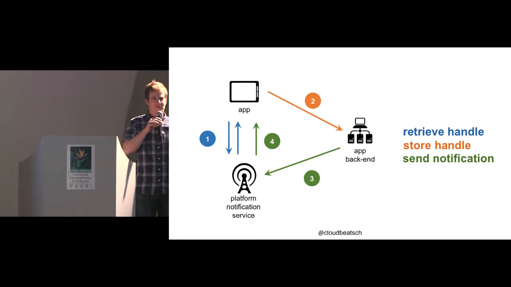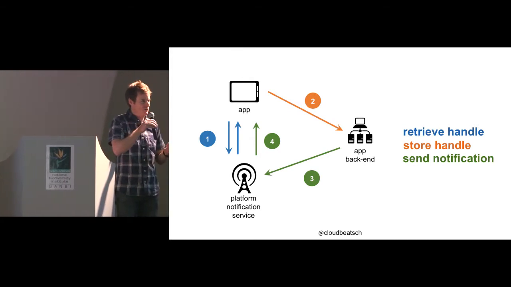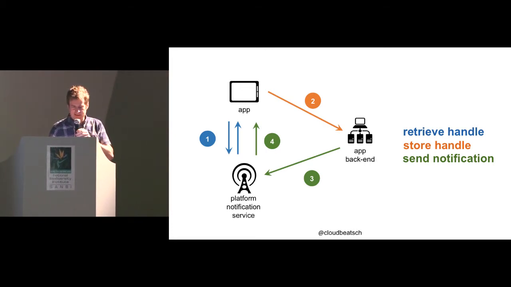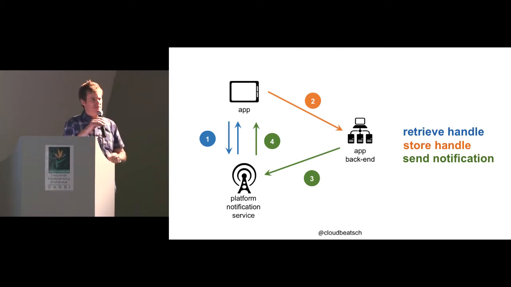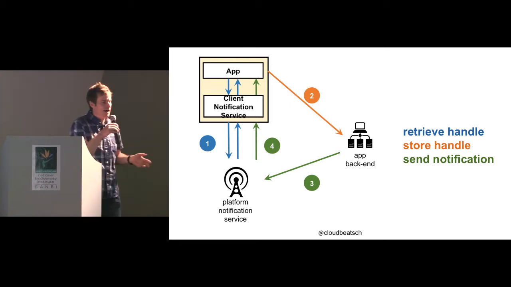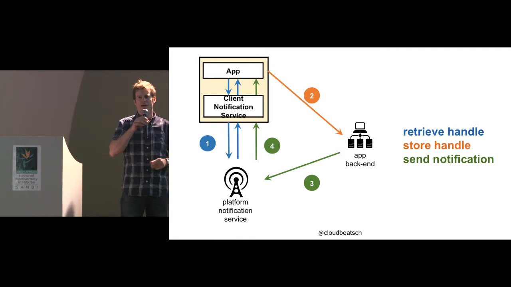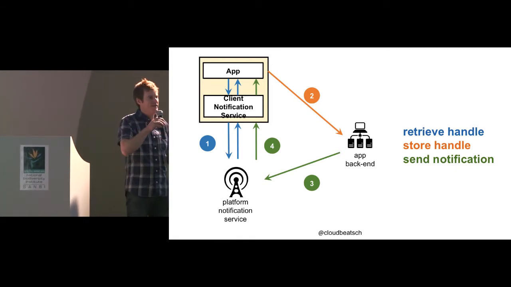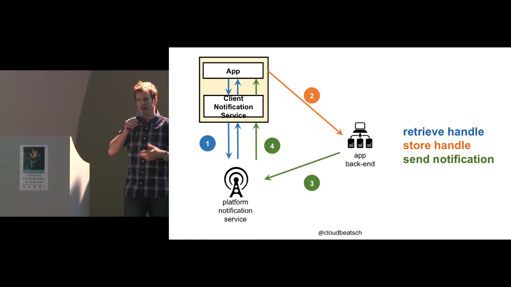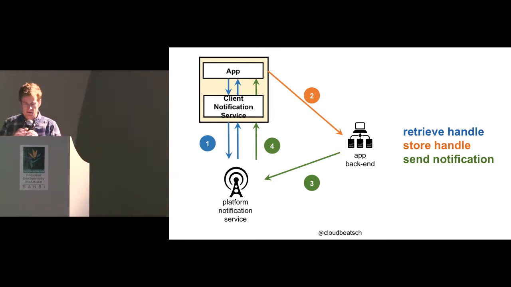And if it arrives on the device, it actually gets distributed to the respective app. If you look into a little bit more detail, what you really see is the app communicates with the client notification service. The client notification service really wraps the communication to the platform notification service. So you're going to have an API on Android, an API on iOS, and on Windows to actually retrieve the handle and to get notified when a notification takes place. So that's kind of the 101 on this.